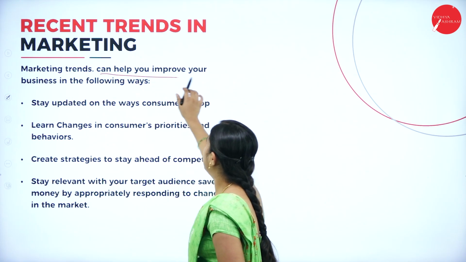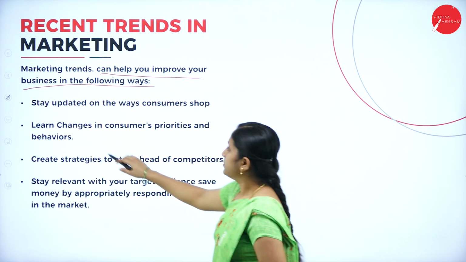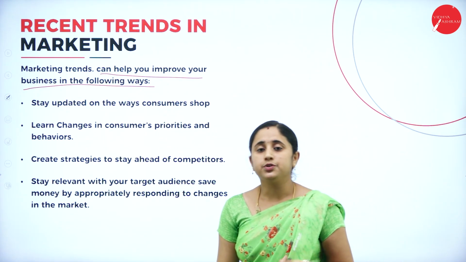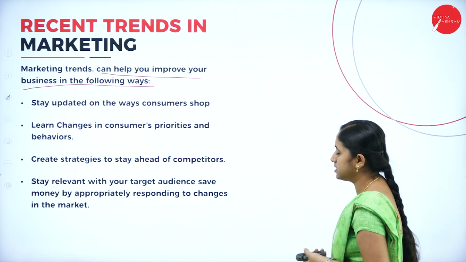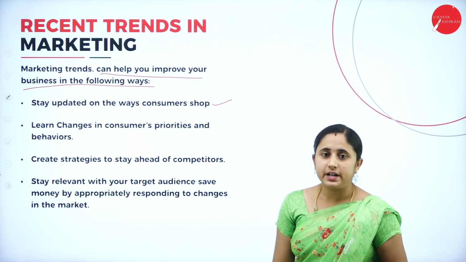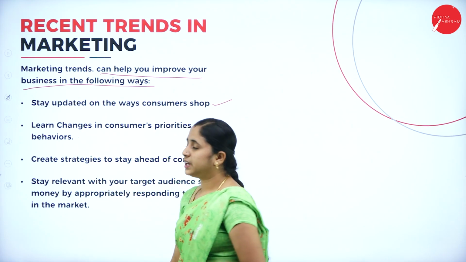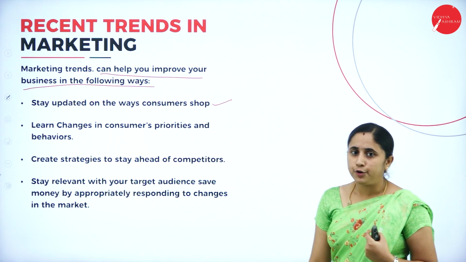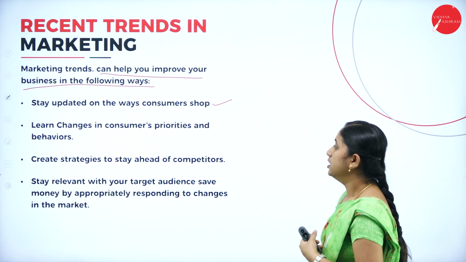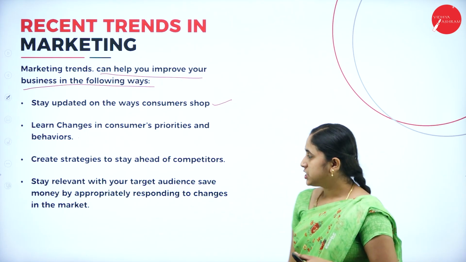Marketing trends can help you in improving the business in the following ways. First, stay updated on the way consumers shop. That means when you start producing according to the taste and preference of customers, it helps to increase your demand and sales. Learn changes in consumer priorities and behavior. It helps to get information about the changes in customer preference, priority and behavior, so that you can take necessary steps and make any changes.